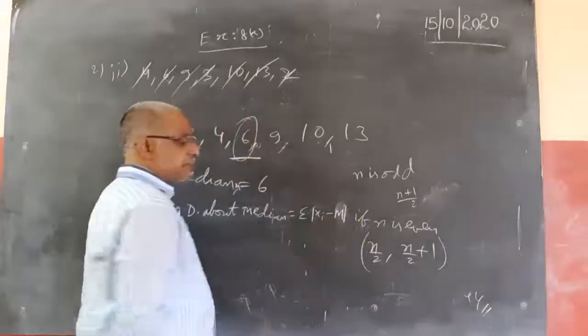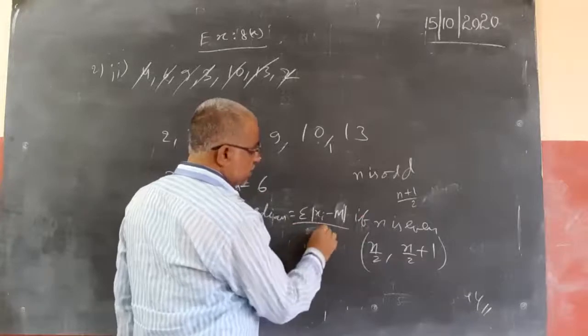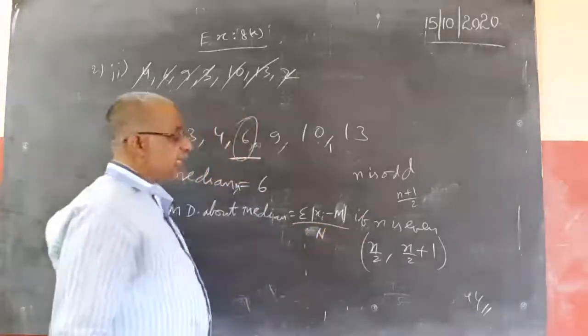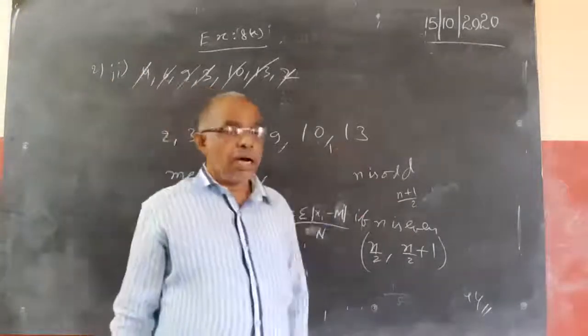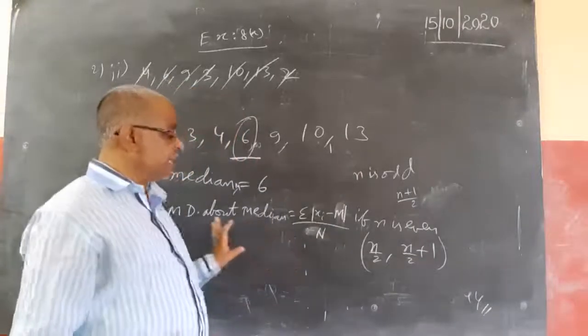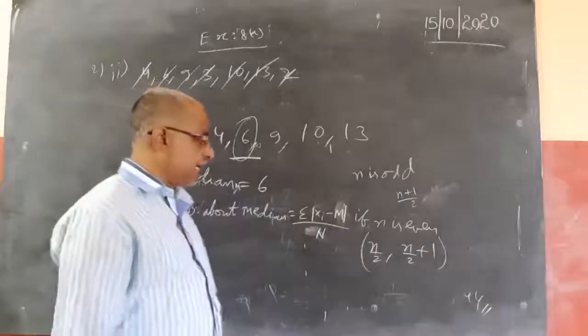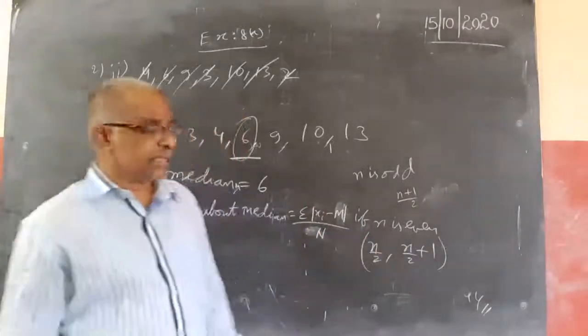In place of x bar we write here median m, and sigma xi is nothing but sigma fi. Here this is the number of elements n. So your mean deviation about the median formula is sigma of modulus xi minus m by n.